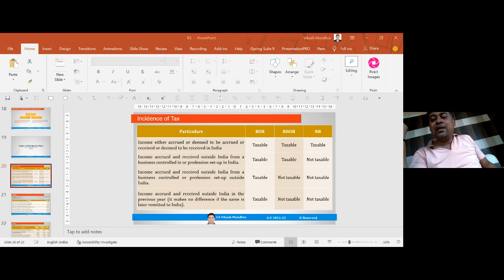Okay, I think everything is clear right now. Due to time constraint, I'm not able to complete the remaining portion. How to determine the residential status of HUF, company, firm or other person? What will be the impact of residential status on the determination of your total income? The session should be for 2 hours. I will request the institute.